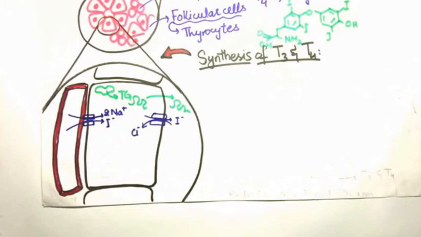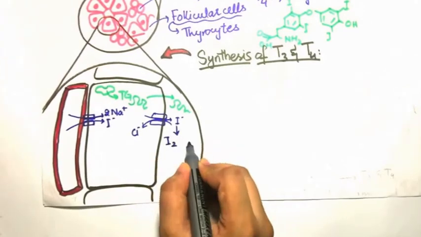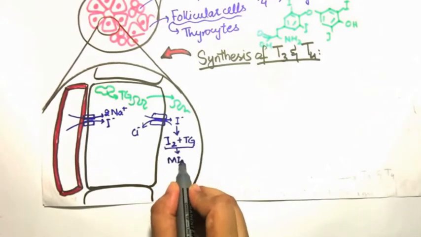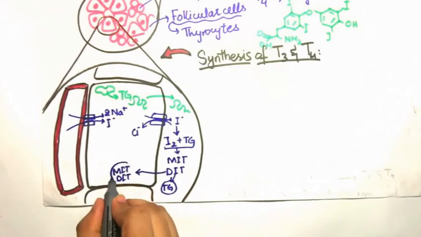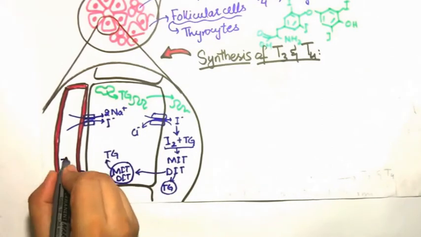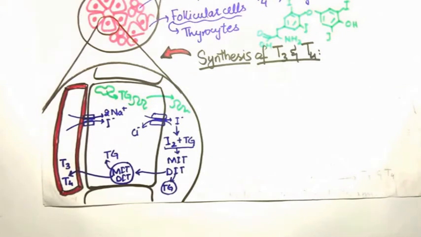Once in the colloid, iodide is rapidly oxidized to iodine by thyroid peroxidase, which occurs in the apical membrane of the follicular cell, which is basically the colloidal side. From iodide to iodine, the iodine will bind with the TG to form MIT and DIT, which are monoiodotyrosine and diiodotyrosine. And these will bind with the TG present in the colloid, as I have mentioned before.